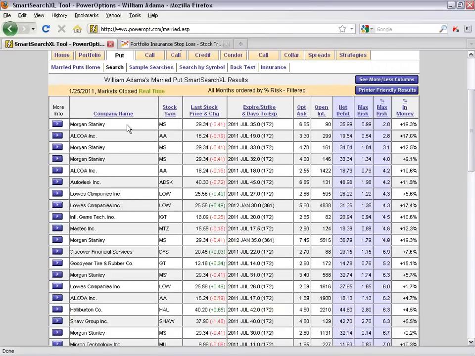Now, Morgan Stanley is at the top of the list. I believe when we ran that search the first time, Autodesk or Lowe's was on top. The reason why this one's at top is because, remember, I took that maximum risk and allowed it to be, instead of less than 3 or greater than 3%, I apologize, I'd allowed it to go between 2.5 and 7%. Stock's at 29.34, I've got a July 35 put. That might be too restrictive for me. I might be too deep in the money.